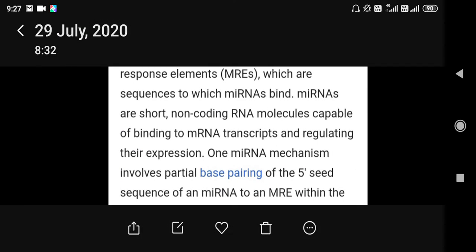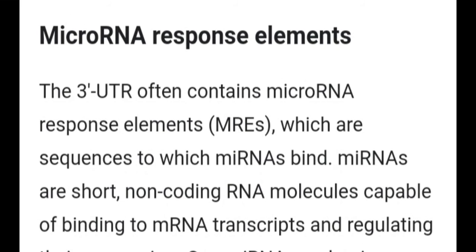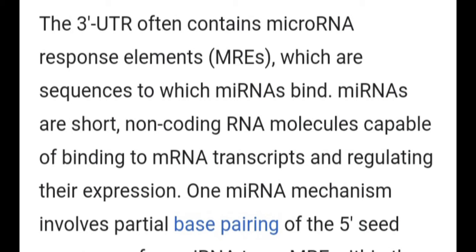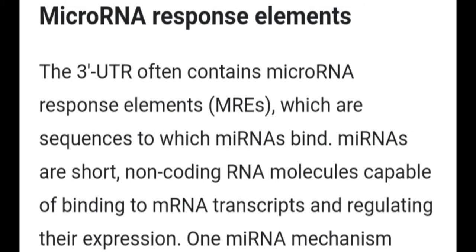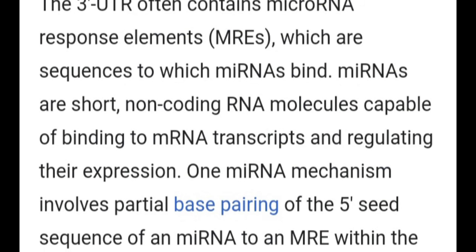So microRNA response elements, let us see what they are saying here. The 3 prime UTR often contains microRNA response elements where your miRNA will bind. I have just now said to follow the miRNA pathway. So the 3 prime UTR often contains microRNA response elements, which are sequences through which your miRNA will bind.